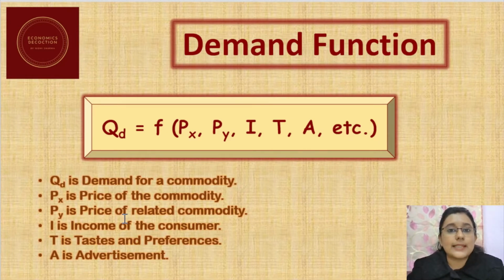A, advertising expenditure, etc. So we can clearly see that quantity demanded of a commodity is related to price of the commodity, and also many other factors such as price of related commodity, income of the consumer, that is I, has an important influence on quantity demanded. Taste and preferences, advertising expenditure, and many other factors are an important determinant of demand. So this is basically our demand function.